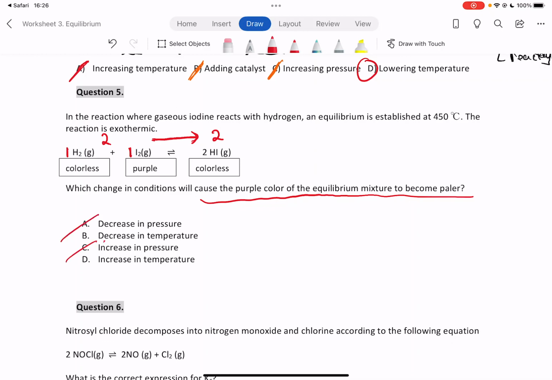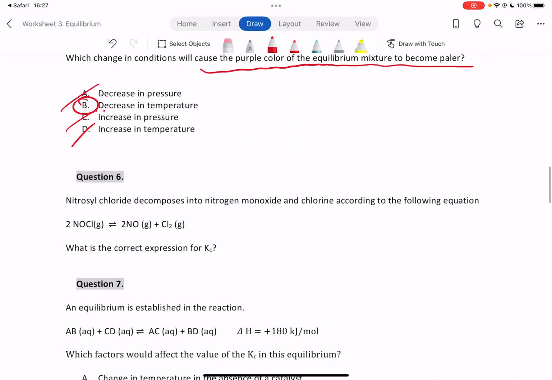And another crucial thing in the question, we need to read the question carefully. It mentions that it's an exothermic reaction. So we write plus Q in here. If we increase the temperature, the reaction will go toward the left side, so it will become more purplish. But if we decrease the temperature, we need to increase the temperature, so we should go toward the right side. The answer is B.